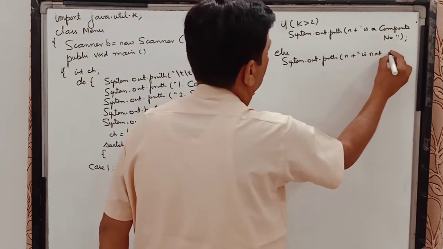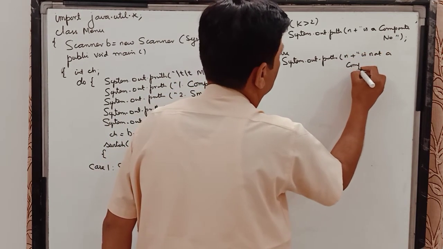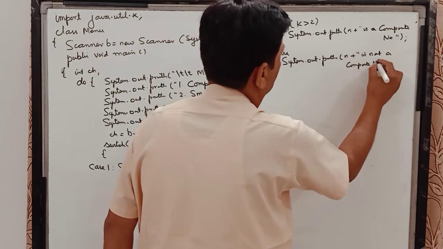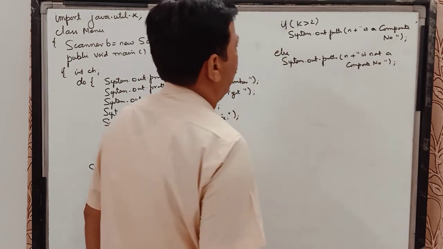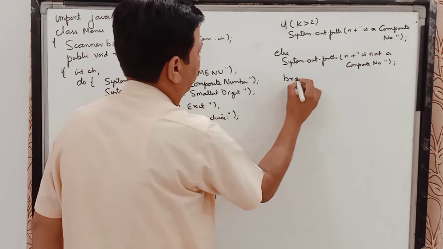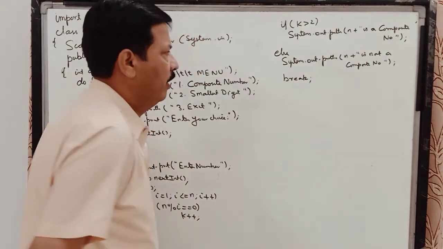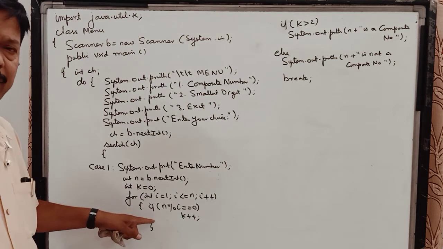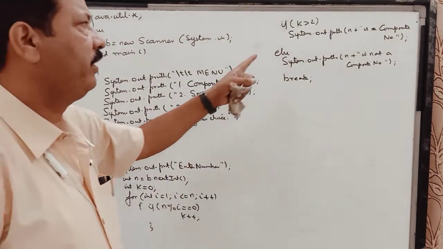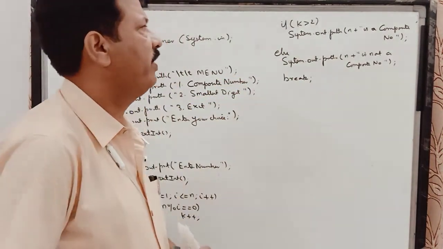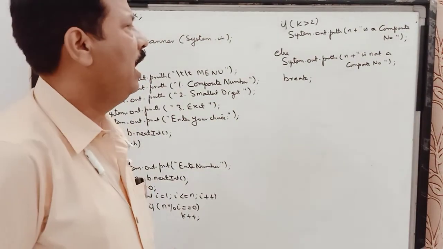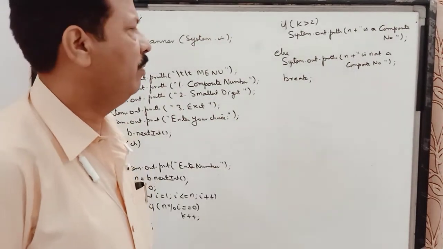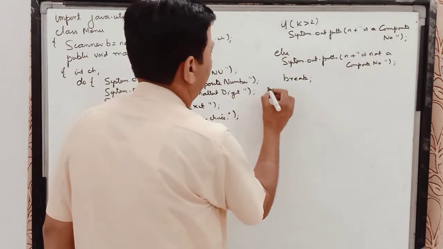Is not a composite number. And children, we break this program. So this option comes to an end. So we entered a number, we counted its divisors or factors, and if the factors are more than 2, we say that it is a composite number. Otherwise, we say it is not a composite number. Then children, this program comes to an end.